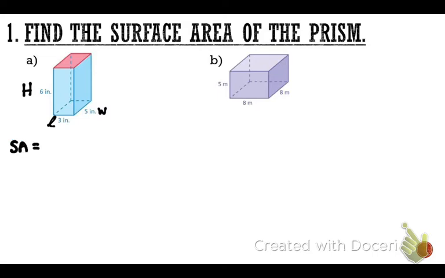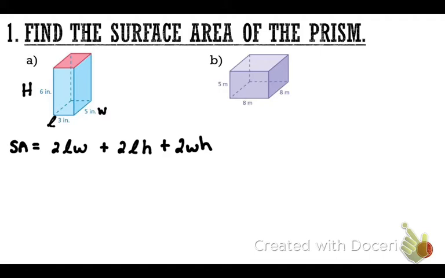The surface area is 2 times the length times the width, because think about it, there are 2 of the same exact shape. This is the bottom and the top. Plus, there's another one: length times the height, and there are 2 of those. Plus, there's one more: width times the height, and there are 2 of those.